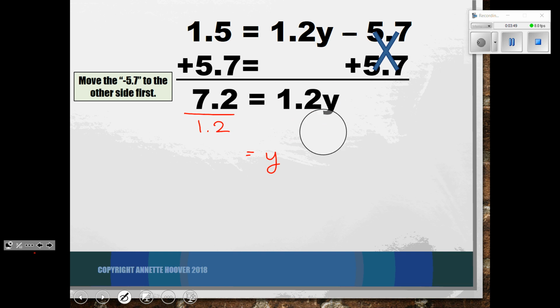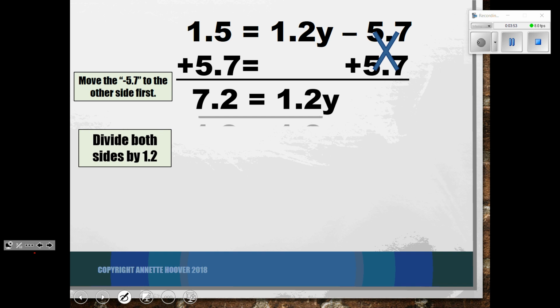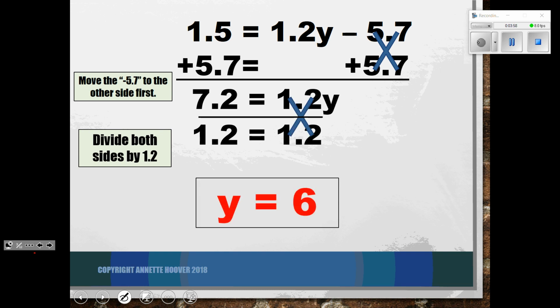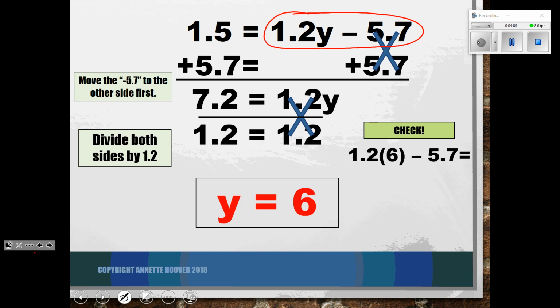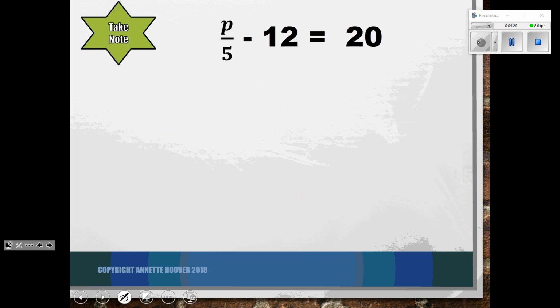And 7 2/10 divided by 1 2/10 becomes 1, y is just 6. Then we can plug that back in to the original right side of the equation to see if we are going to get 1 5/10. So when we plug that in, we have 1 2/10 times 6. We do the multiplication first, which is 7 2/10, and then when you subtract 5 7/10, you do indeed get 1 5/10, so it checks.